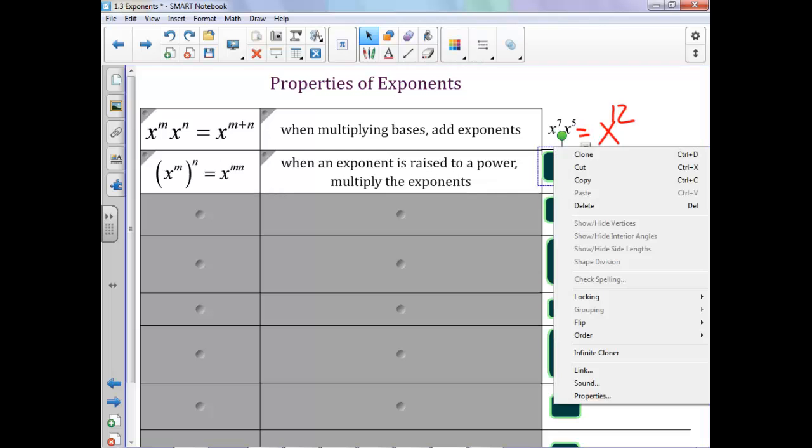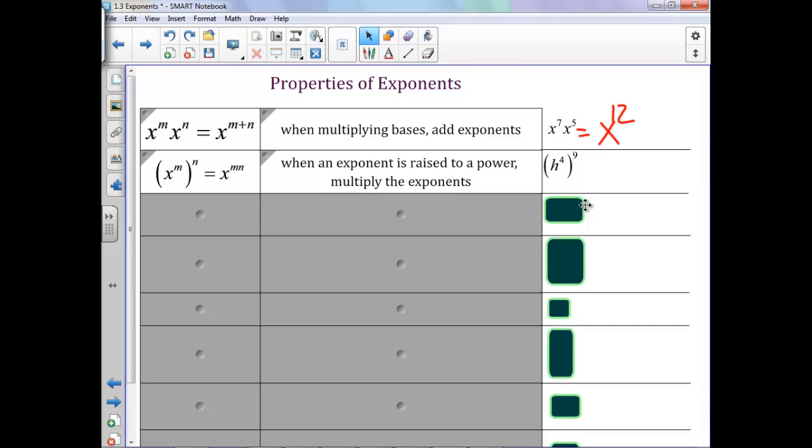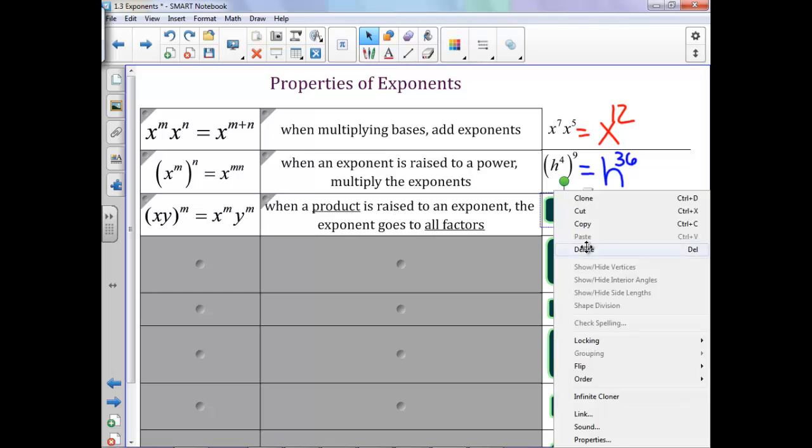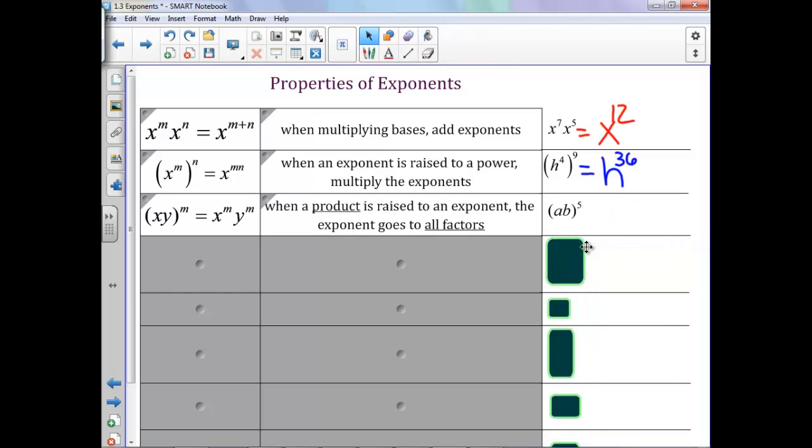Next up, when you have an exponent raised to a power, you want to multiply the exponents. So in our case, it's going to be h to the 36th power. Next up, when you have a product raised to an exponent, that exponent actually is going to go to both factors or all of the factors in there. So this quantity ab to the 5th is just a to the 5th, b to the 5th.